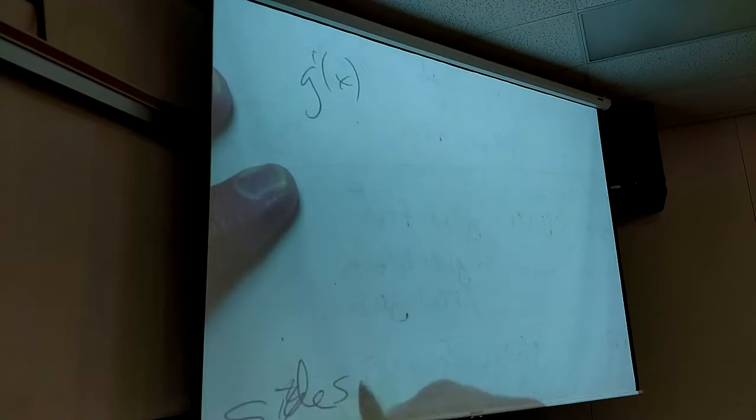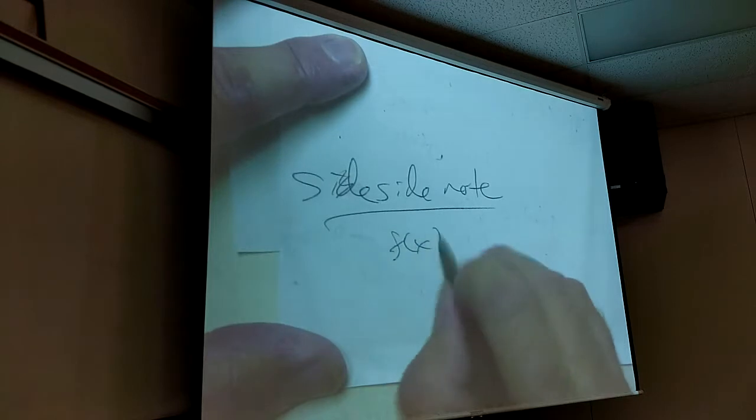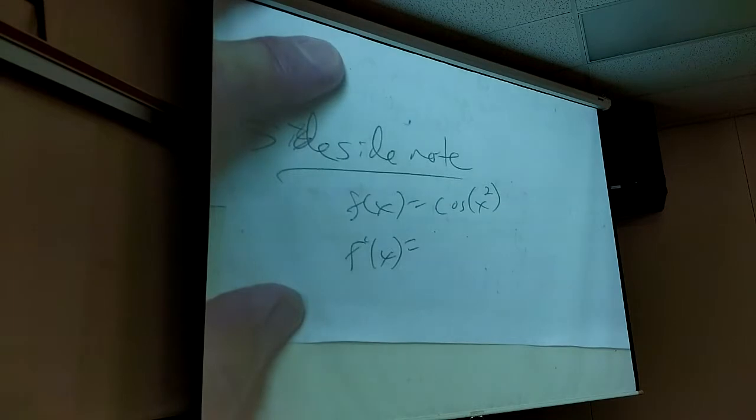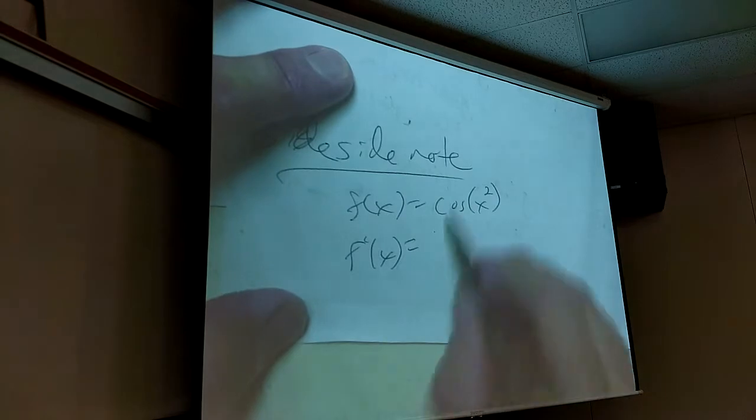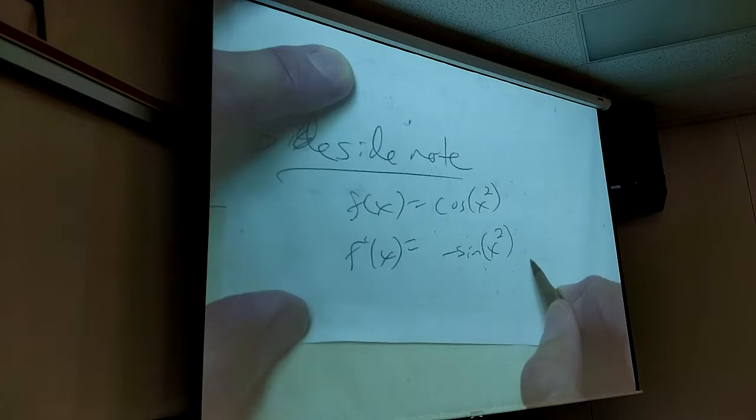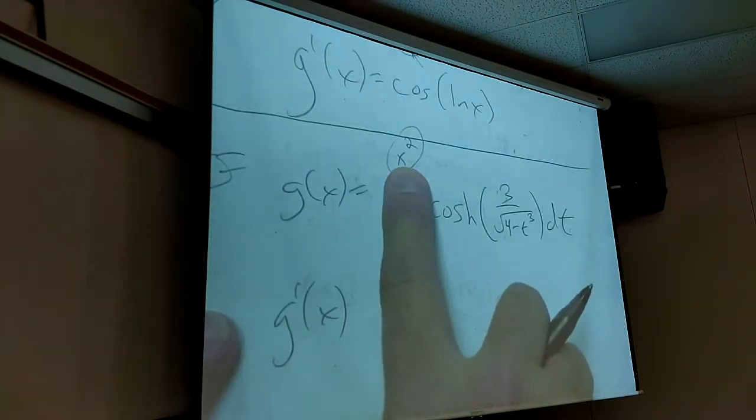So okay. Side note. What's the derivative of this function? Yeah, the derivative of cosine is negative sine. Negative sine of this business. But then you have to multiply by the derivative of the inside. You have to use chain rule. Whenever the inside piece is more than just x, chain rule comes in. What's the inside piece on this function? x squared.